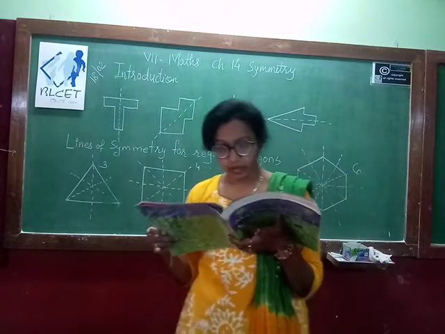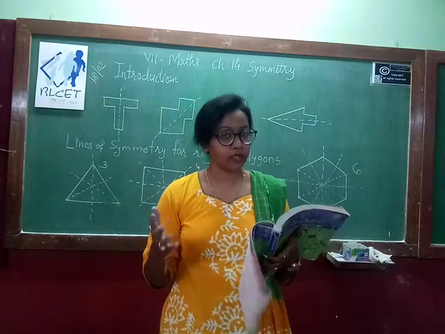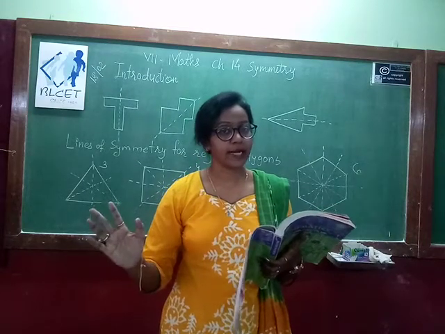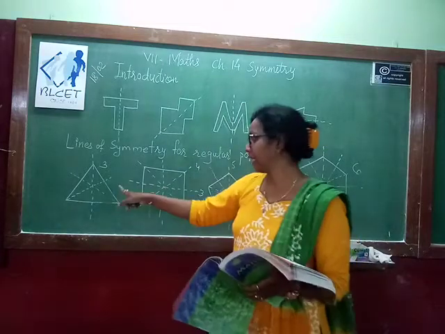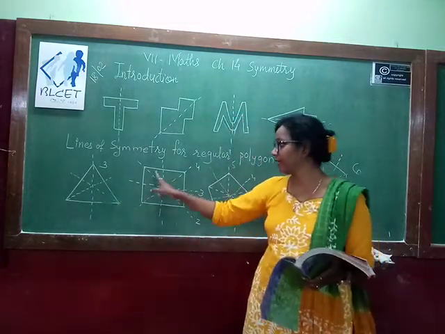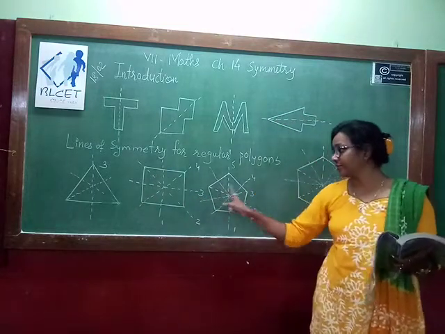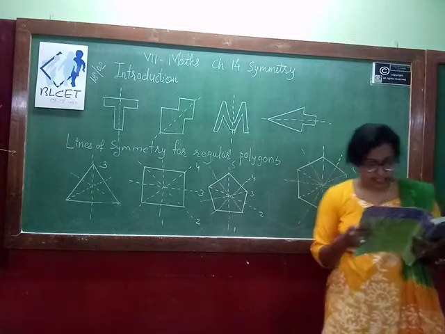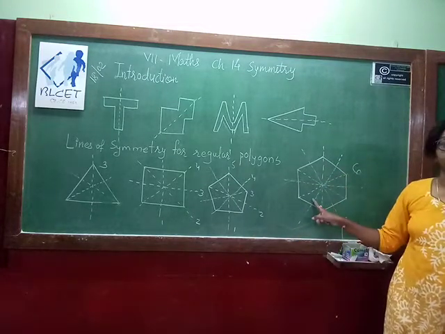So examples are already given. Why are they regular polygons? Because all the sides are equal as well as all the angles are the same. In an equilateral triangle, all the angles are 60 degrees. In a square, all the angles are 90 degrees. In a pentagon, all the angles are 72 degrees. And in a hexagon, all the angles are 120 degrees.